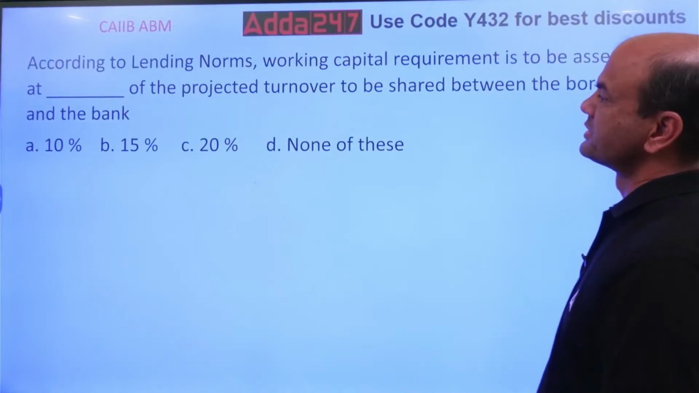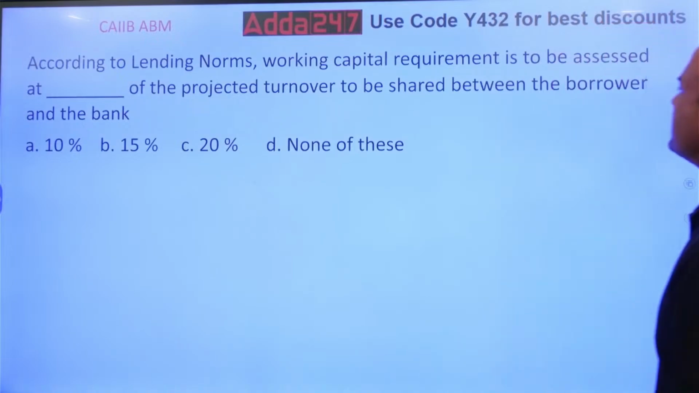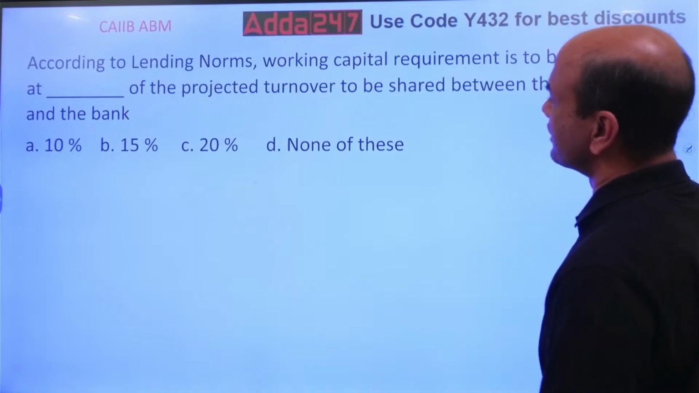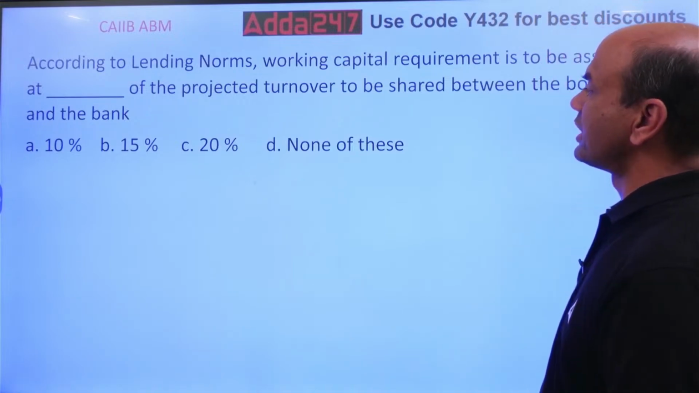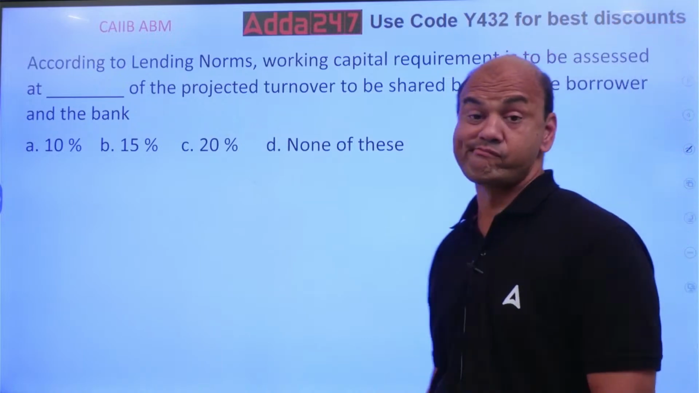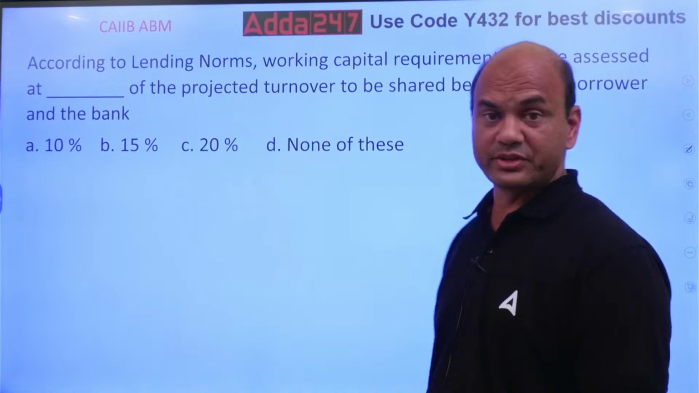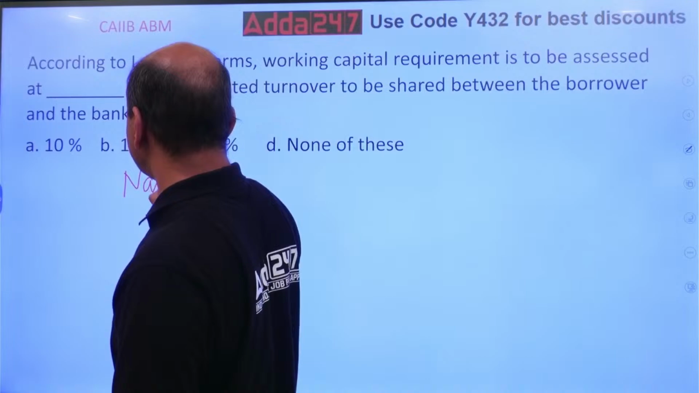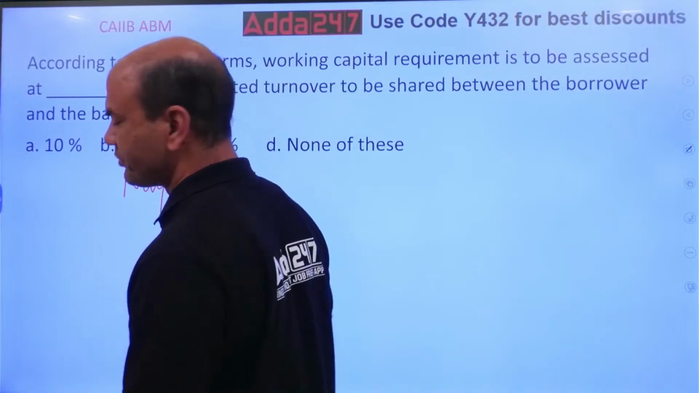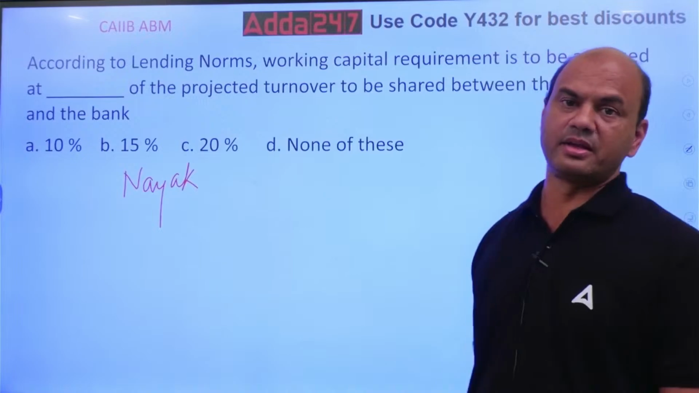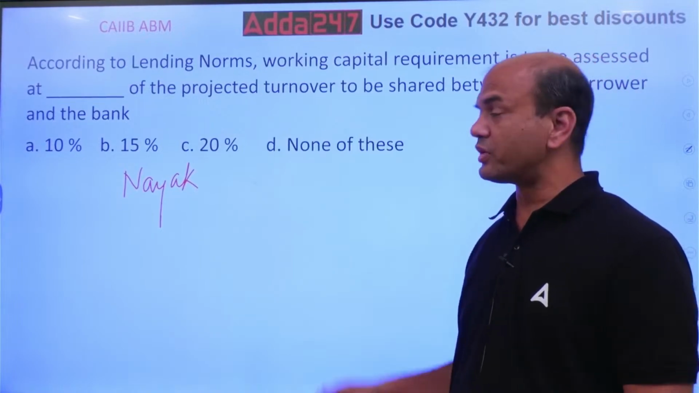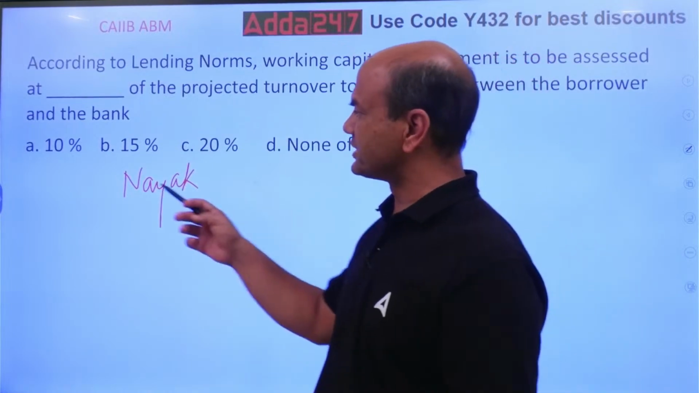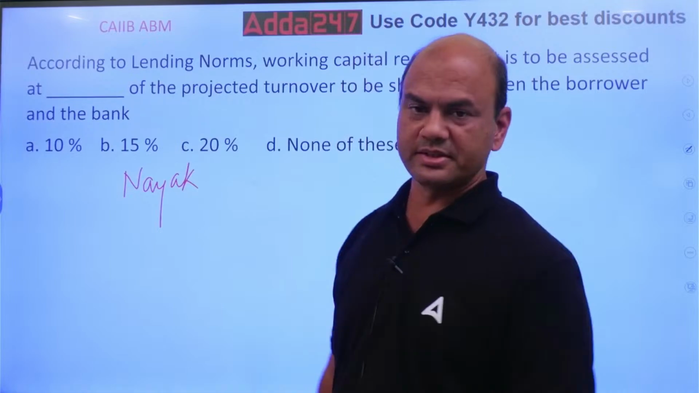According to lending norms, working capital requirement is to be assessed at dash of the projected turnover to be shared between the borrower and the bank. This is actually the Nayak committee. Nayak committee had given the recommendations. Okay, it was given by the Nayak committee. Now you tell me what is the answer. I'll give you the final answer. Is it 10%, 15%, 20% or none of these?